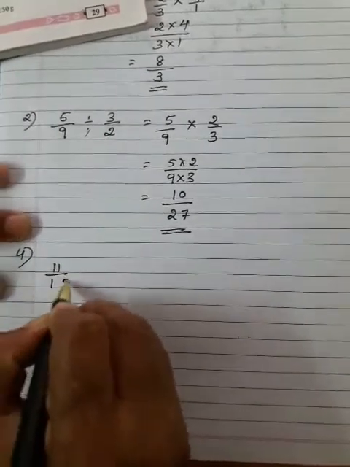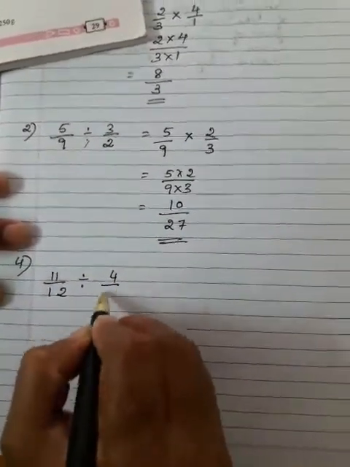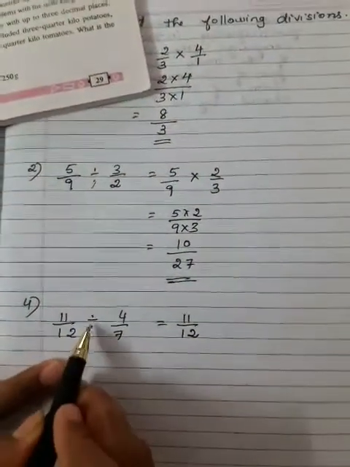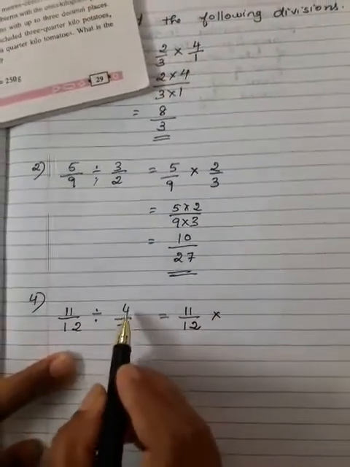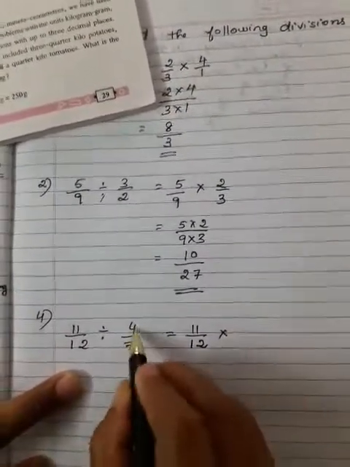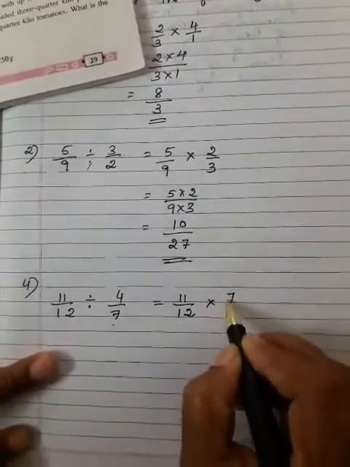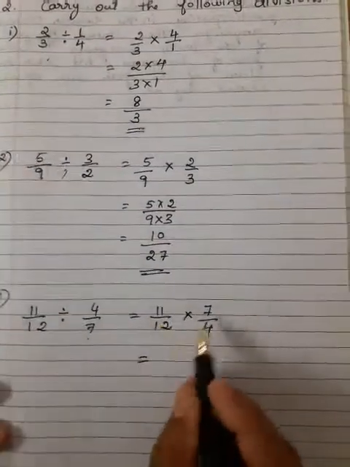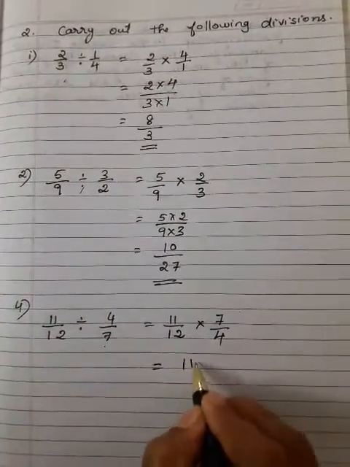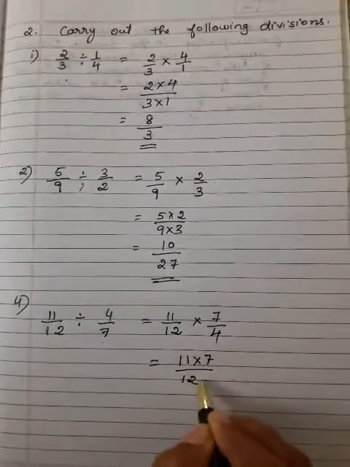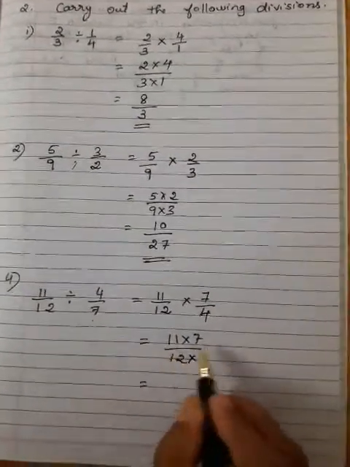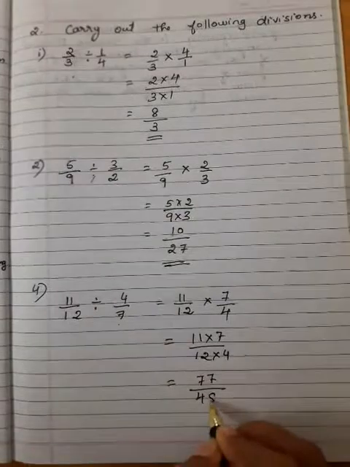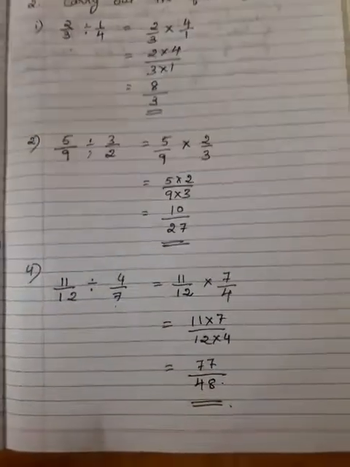The fourth one is 11 upon 12 divided by 4 upon 7. So that is equal to, write the first fraction, then instead of the division sign here, multiplication, then the reciprocal of the second fraction, that is 4 upon 7. The reciprocal of 4 upon 7 is 7 upon 4. Correct? Now next, multiply numerator by numerator, denominator by denominator. So 11 into 7 upon 12 into 4. So that is equal to 11 7s are 77, 12 4s are 48. Correct? So this is the answer.